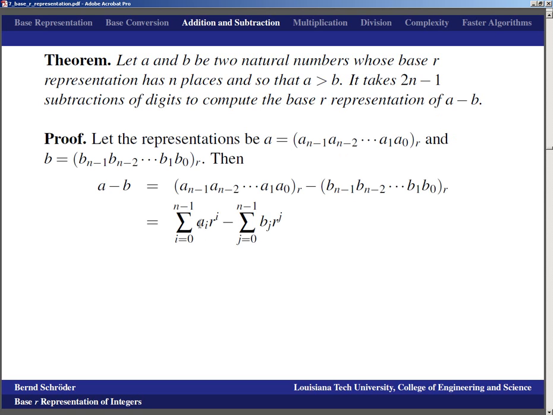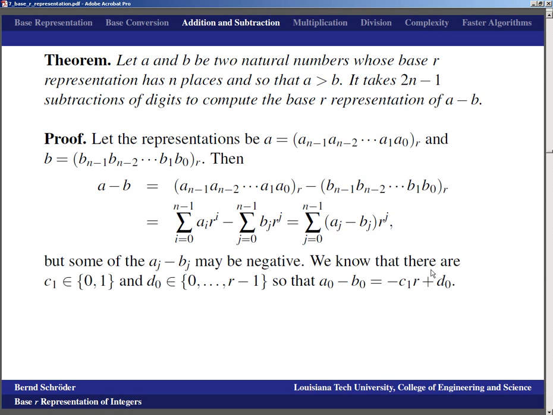So that's the sum i equals 0 to n minus 1 of a_i r to the i, minus the sum j equals 0 to n minus 1 of b_j r to the j. And of course you can combine that, so that's the sum j equals 0 to n minus 1 of (a_j minus b_j) r to the j, and we've got the same setup that we had for addition, but the a_j minus b_j may be negative, and so that's where we need to carry over in the other direction.